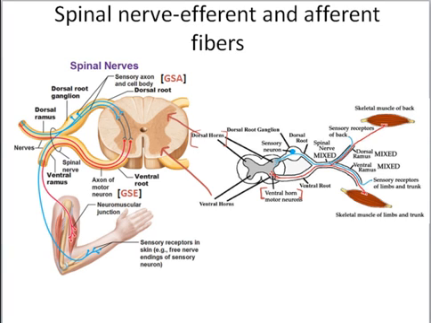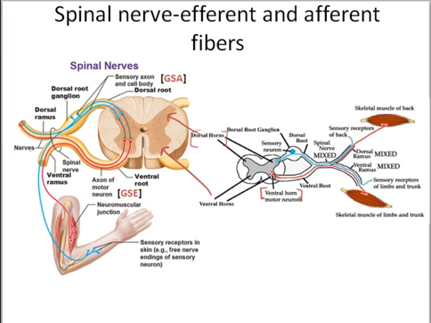This spinal nerve then divides into two branches. These branches are known as rami. So this becomes the dorsal ramus and this becomes the ventral ramus. Dorsal ramus supplies the posterior aspect of your body. The ventral ramus supplies the anterior aspect and the flanks, the lateral part of your body.